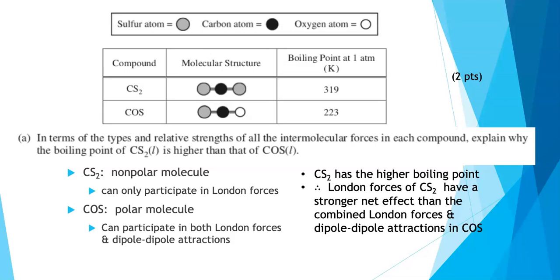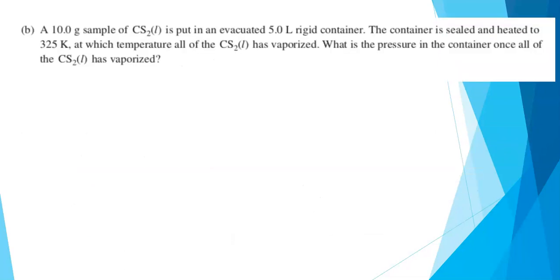You got 1 point for correctly stating the types of intermolecular forces in CS2 and COS. And the second point was for saying that the London forces of CS2 must be stronger, and we know that because its boiling point is higher. All right, let's go on and look at part B, which is a completely different question. Well, I guess it does involve CS2, but in terms of what the question asks, it's totally different.